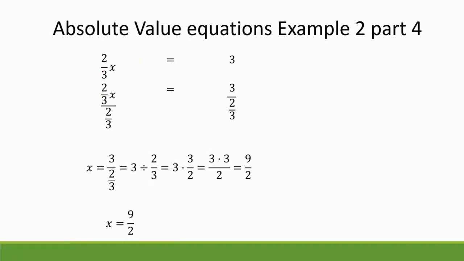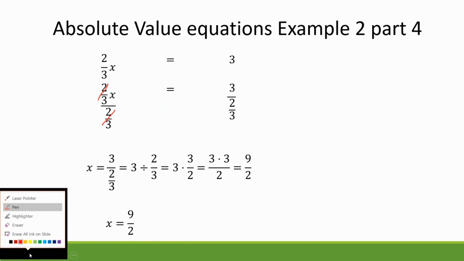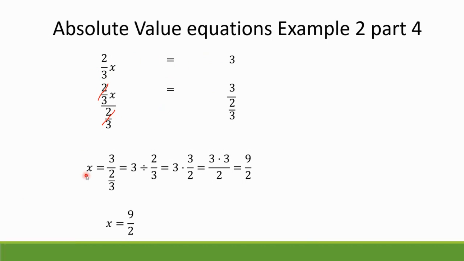So what do we do? We divide by 2/3. And when you divide by 2/3, these cancel. You get x all alone on the left side. But on the right side, we have 3 divided by 2/3.